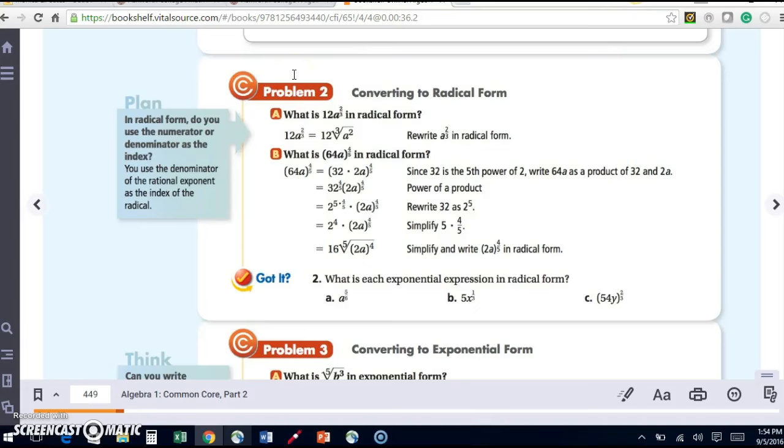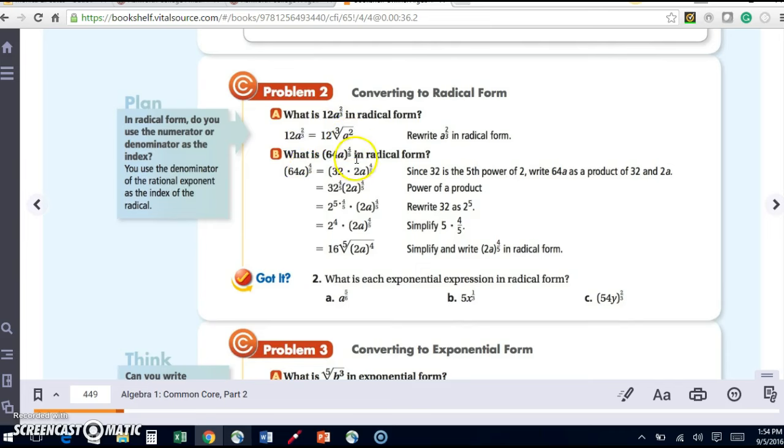Okay, let's take a look at problem 2, converting to radical form. It says, what is 12a to the 2/3 in radical form? Well, the 2/3 is only associated with my variable a. So 12a to the 2/3 can be written as my denominator is my index for my radical, and my numerator is always my exponent. So I have 12 times the cube root of a squared.